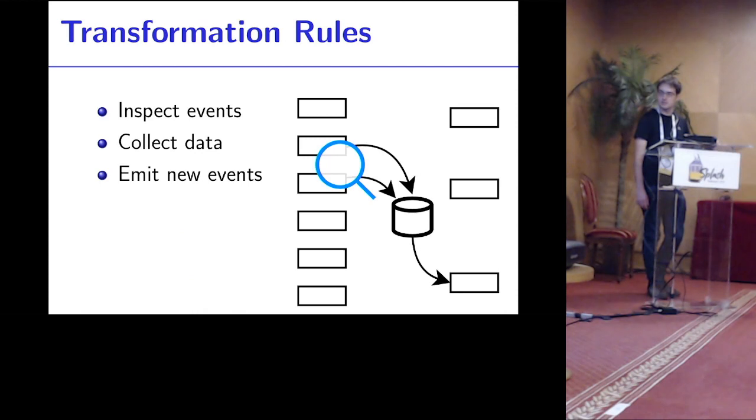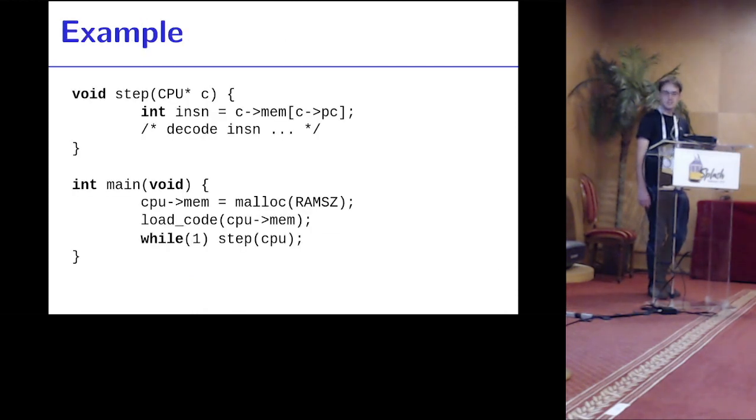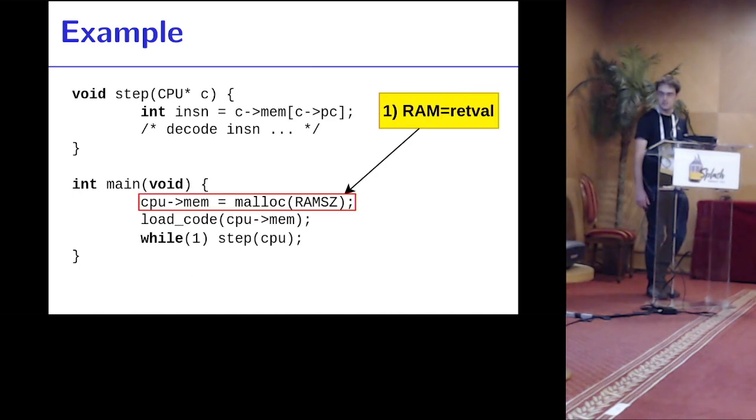And what does this look like in practice? Let's imagine we have a very, very simple virtual machine. Initially, we allocate some memory for the guest program. We load some program code, and then we single step through the program in a while true loop. And single stepping means we load an instruction word from memory and decode and execute it. So our first transformation rule, like virtually inspecting the program, is we will look at this malloc instruction because it allocates the guest program's heap. And we will just remember the address of this memory region. We will need it later.